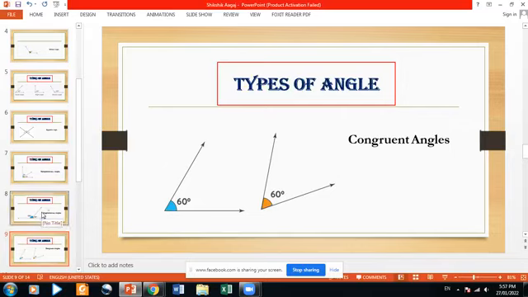The next type of angle is congruent angles. Actually, I told you in opposite angles, when there is formation of opposite angles, the opposite angles are of the same measurement. So when the given two angles are of the same measurement, if this one is 60 degrees and another one is also 60 degrees, they are known as congruent angles or equal angles. Because they are equal in measurement.